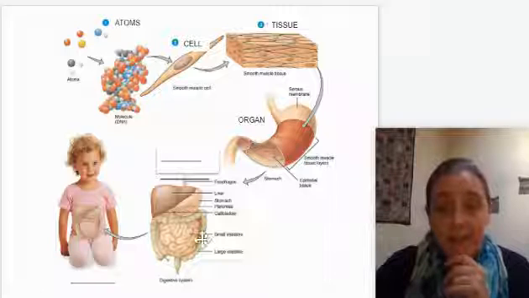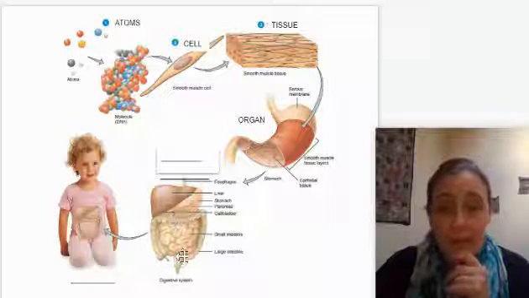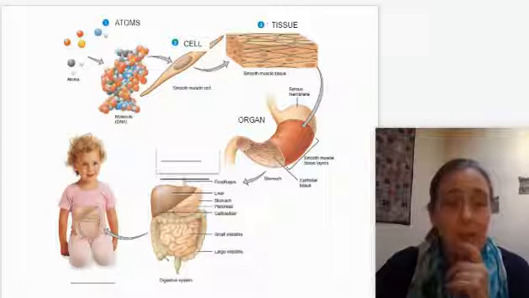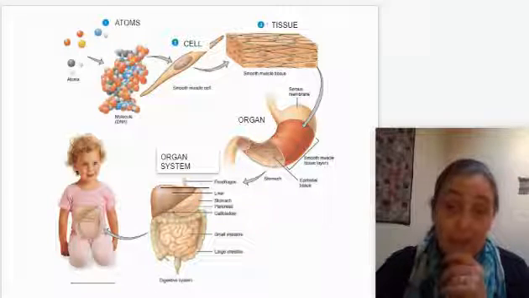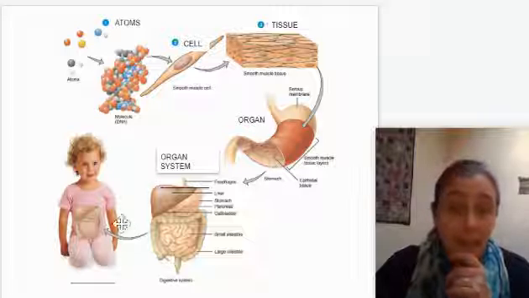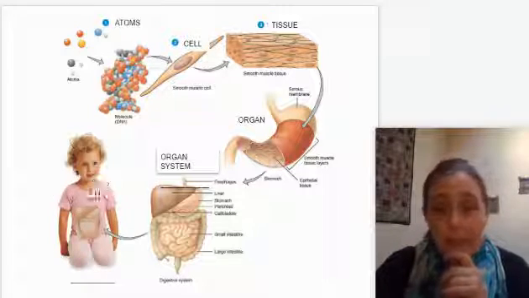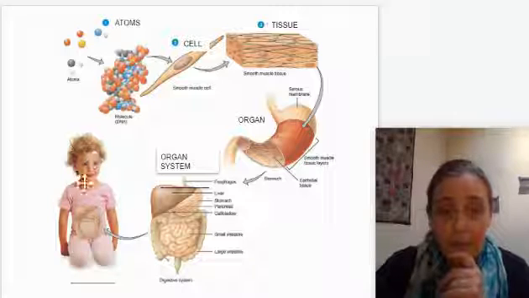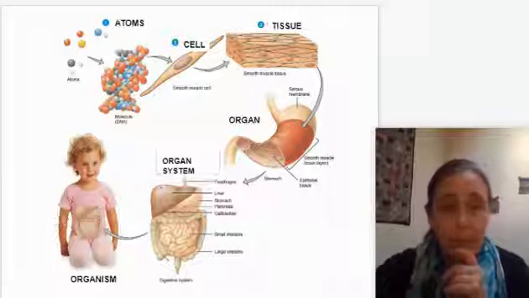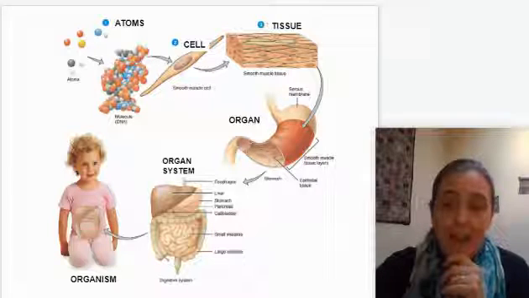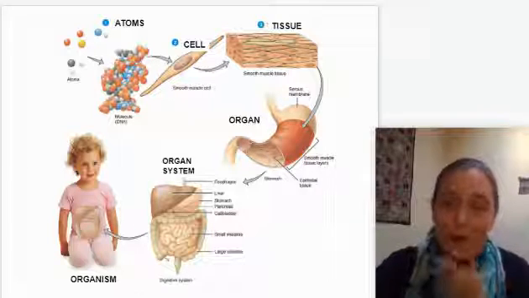And if you put the stomach with the small intestine and the large intestine and liver and a whole bunch of other things here, you're going to have an organ system, in this case, the digestive system. And if you put that inside of a person, you've got the digestive system, and you're also going to have the lungs here, the respiratory system, you've got the brain and all the nerves, that's the nervous system. You put all those together and you get an organism. And that's the intro to our cell chapter.